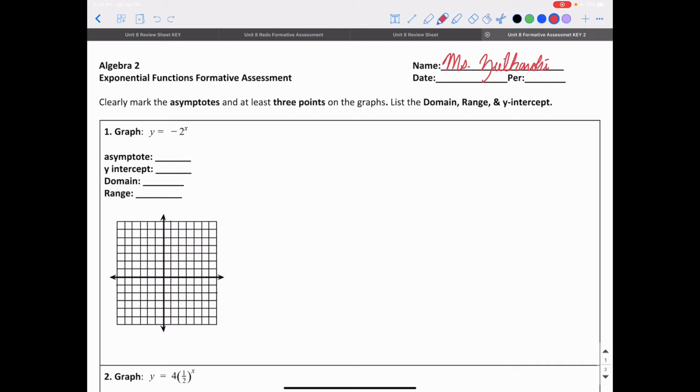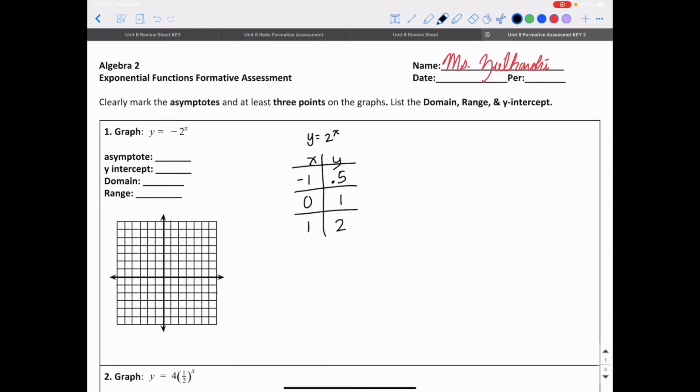Right, for number 1 on the formative assessment, I have y is equal to negative 2 to the x power. For this, my parent function is y is equal to 2 to the x power. The table that I'm going to have is negative 1. There's no horizontal shift, so I don't need to move my x values to the left to leave any space for anything. I have negative 1 and 0.5. I have 0 and 1, and I have 1 and 2.